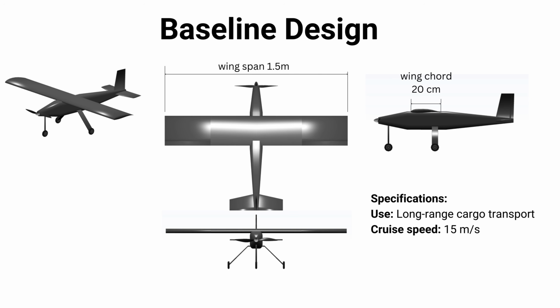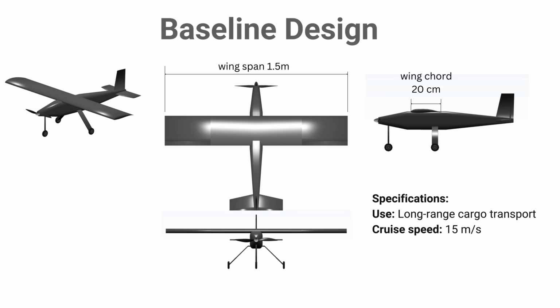For this video, our goal is to find the best airfoil for a small fixed-wing unmanned aerial vehicle designed for long-range cargo transfer. The aircraft has a wingspan of 1.5 meters, a wing chord of 20 centimeters, and an expected cruise speed of 15 meters per second.